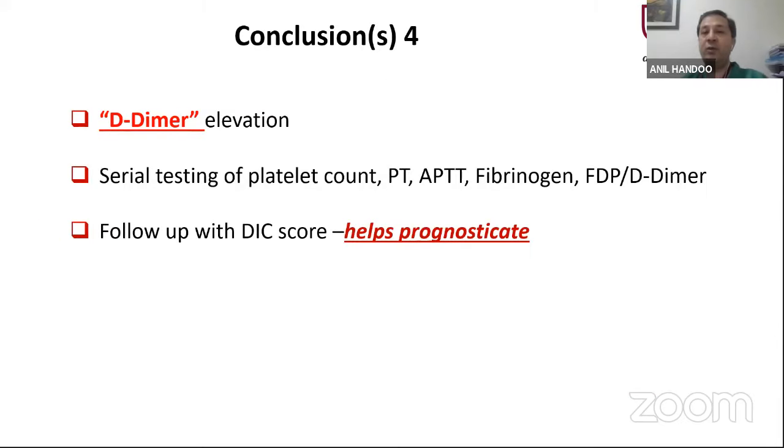So if I conclude my part 4, there will be D-dimer elevation, and serial count testing of platelet count, prothrombin time, activated partial thromboplastin time, fibrinogen, and D-dimer would be important for us to differentiate between those who are actually going into DIC by looking at the DIC score as well, and will also help us to prognosticate.